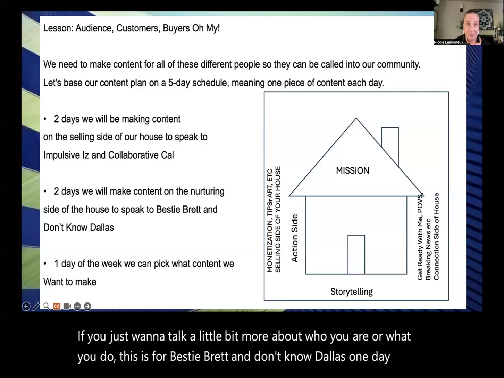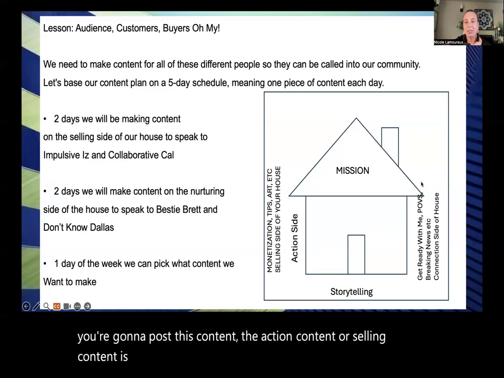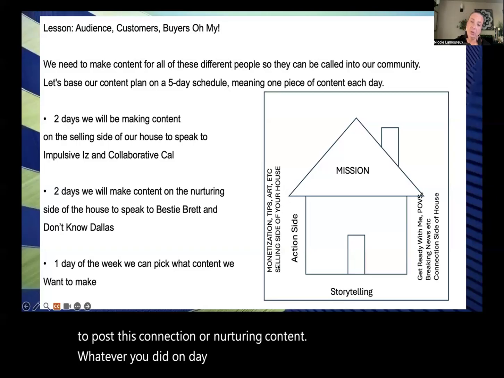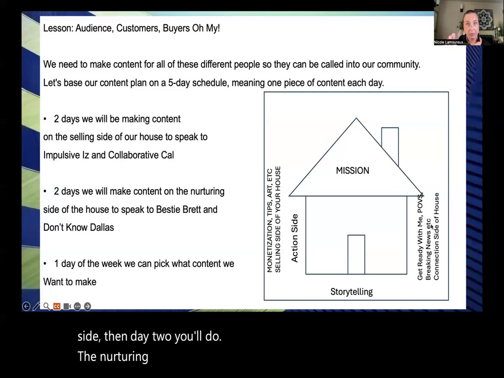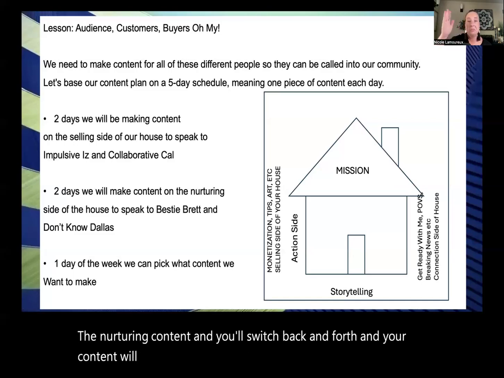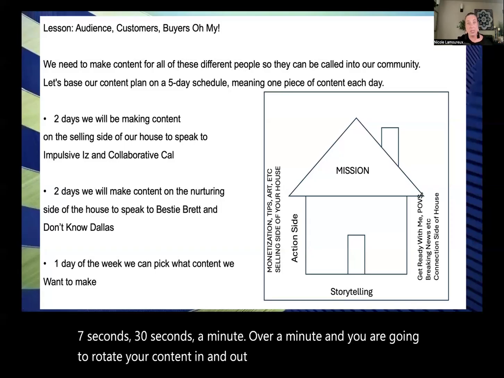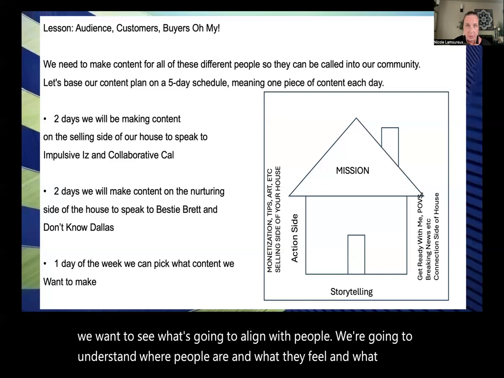One day you're going to post the action content, or selling content as it's also called. And then the next day you are going to post this connection or nurturing content. Whatever you did on day 1, so say you started on the action side, then day 2, you'll do the nurturing content and you'll switch back and forth. And your content will be 7 seconds, 30 seconds, a minute, over a minute. You are going to rotate your content in and out of these types of content because we want to see what's going to align with people. We're going to understand where people are and what they feel and what they resonate with.